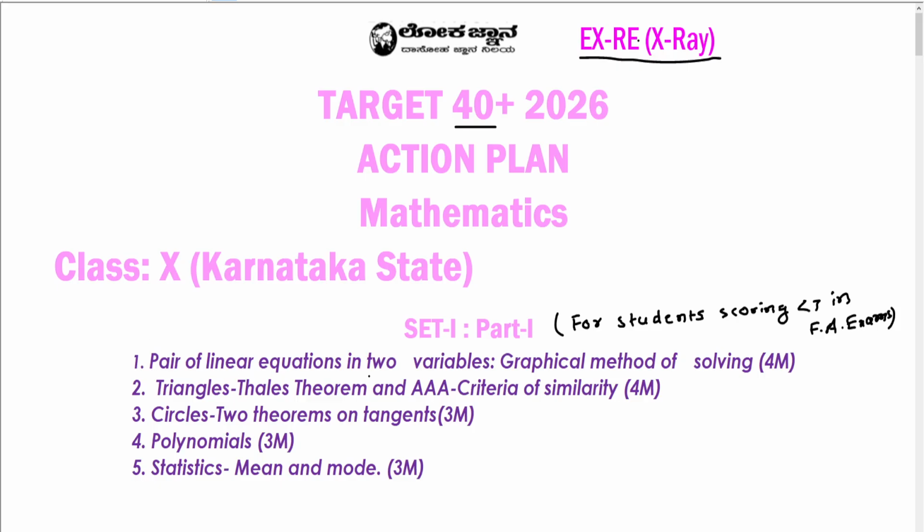Topic 1, pair of linear equations in 2 variables, graphical method of solving, 4 marks. Triangles, 2 important theorems, Thales theorem and AAA criteria of similarity, 4 marks. Circles, 2 theorems on tangents. Polynomials, 3 marks, problems on zeros. Right? Without wasting time, we will start the work now.